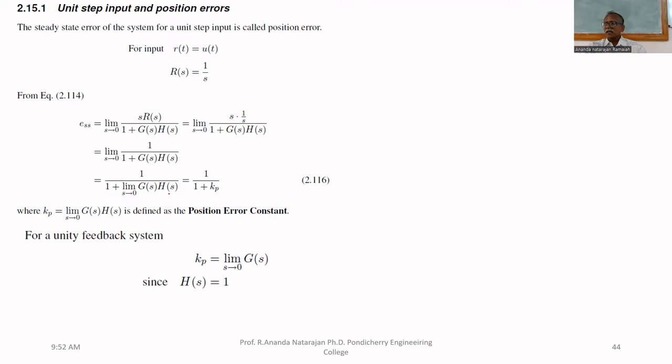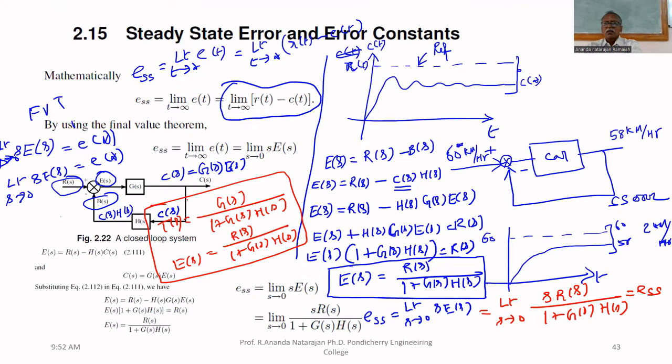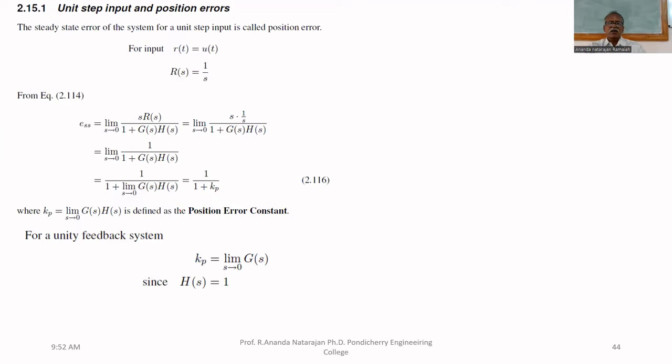Unit step input and position error. The error constants we are going to find now. For that, the input is what? Unit step input. It means R of s equal to 1 upon s. Position error we are going to find. For that, R of t equal to unit step input u of t, which means R of s equal to 1 upon s.